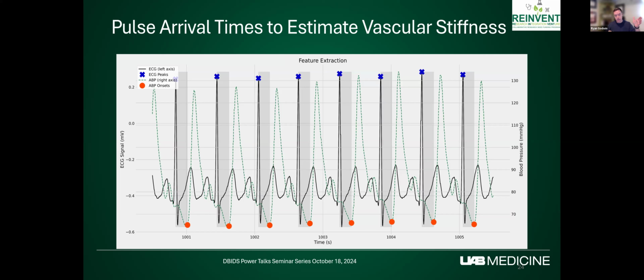So this black trace here is your ECG. The dotted green trace is the arterial blood pressure signal that comes out of the radial catheter. And we're trying to figure out that time difference between the pulse of the heart and then what we call the systolic foot, where those red dots are. That's where the pressure starts to build because the wave has arrived. So we have an automated feature extraction solution for this.